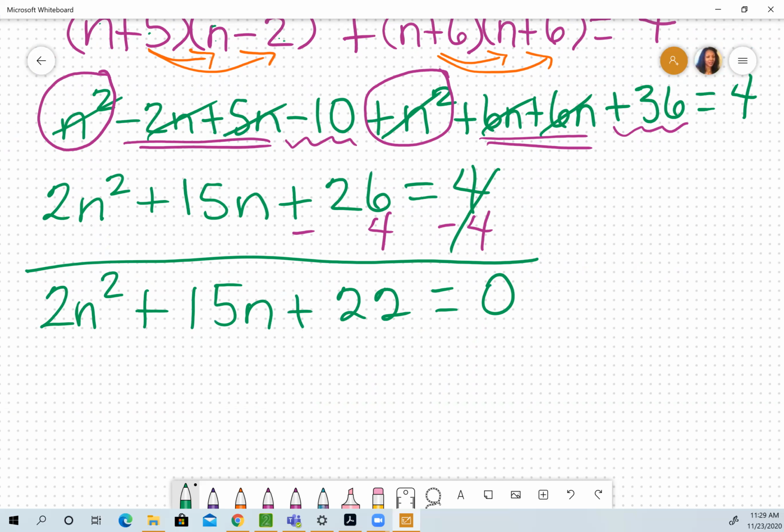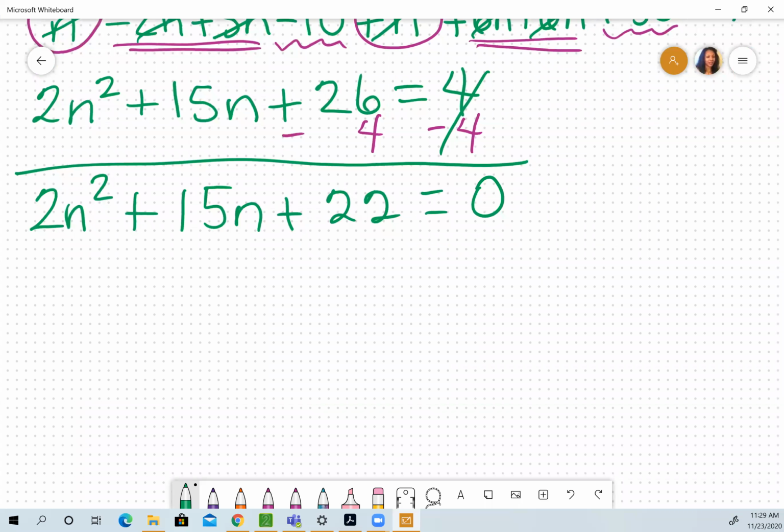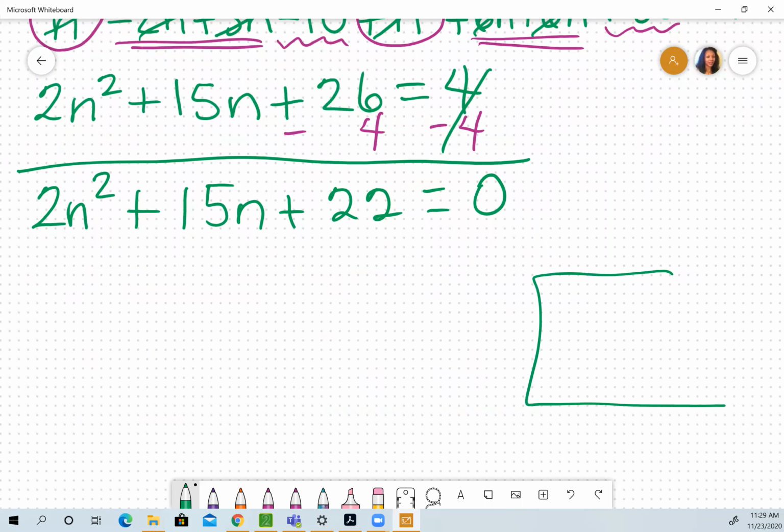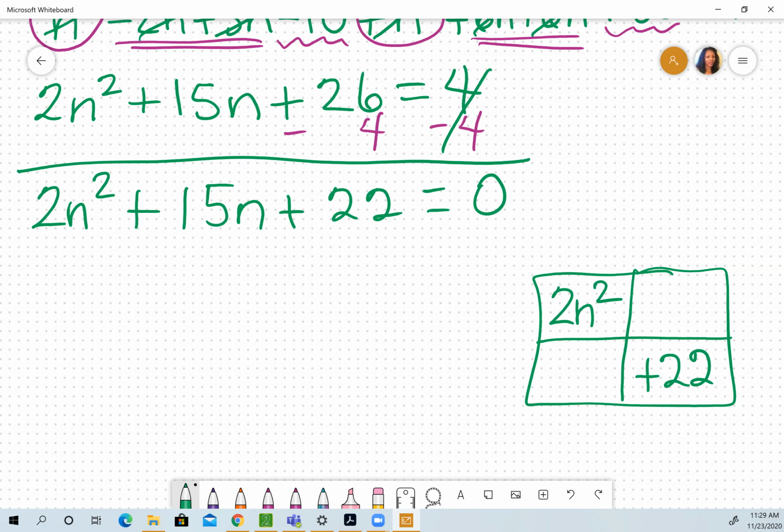And now if I look at this, I will try to factor out the greatest common factor. I don't see that I have one, so I'm just going to try to factor. So I use the box method in doing that. My first box is my first term, which is 2n squared. My last box is my last term, which is positive 22. I am trying to find two numbers that will replace 15n. Where I'm getting that from is 2 times 22, which is 44. And I'm trying to find two factors of 44 that will add to give me that 15. So that's positive 11 and positive 4.